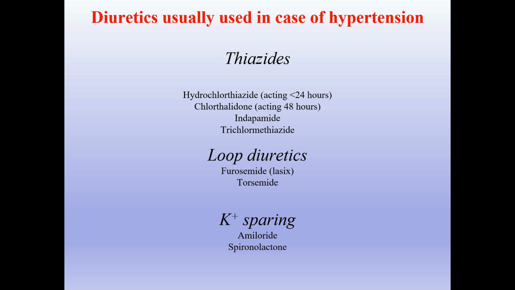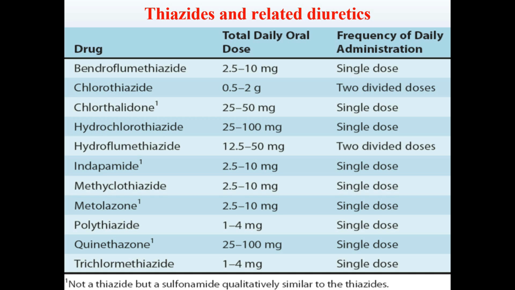These are thiazides, specifically hydrochlorothiazide, chlorthalidone, indapamide, and trichlormethiazide; loop diuretics, specifically furosemide, torsemide; and potassium-sparing diuretics, amiloride and spironolactone. Also to remind you, thiazides and related diuretics, drug names, total daily oral doses, and frequency of daily administration.